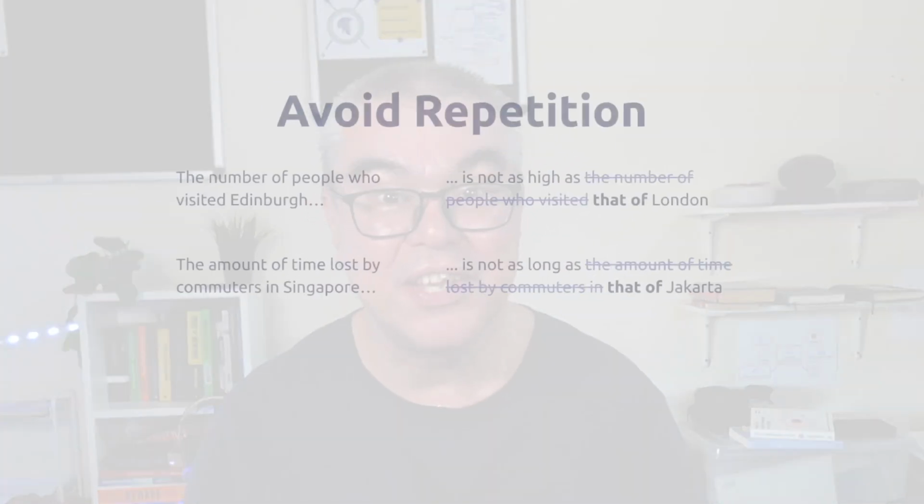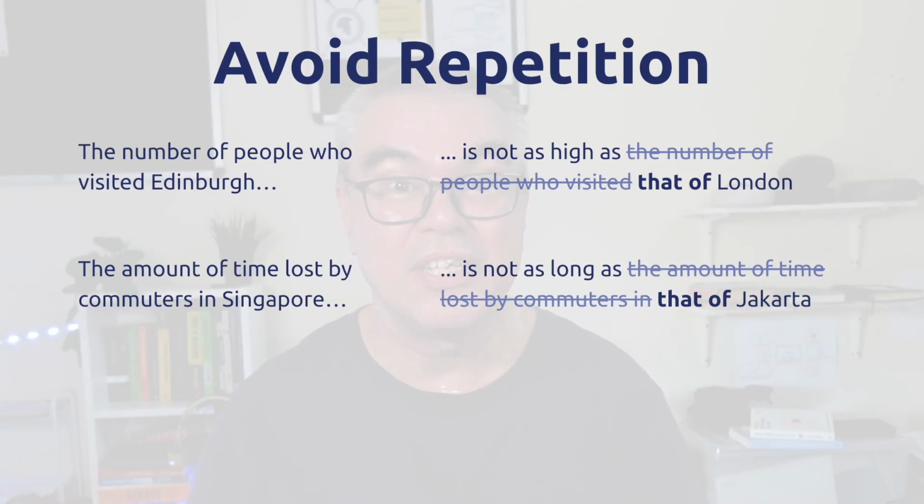So, if you have the original statement, the number of people who visited Edinburgh is not as high as the number of people who visited London, you can see the repetition relates to the number of people who visited. So we can write, the number of people who visited Edinburgh is not as high as that of London. It's easy and it makes your writing that much more sophisticated.